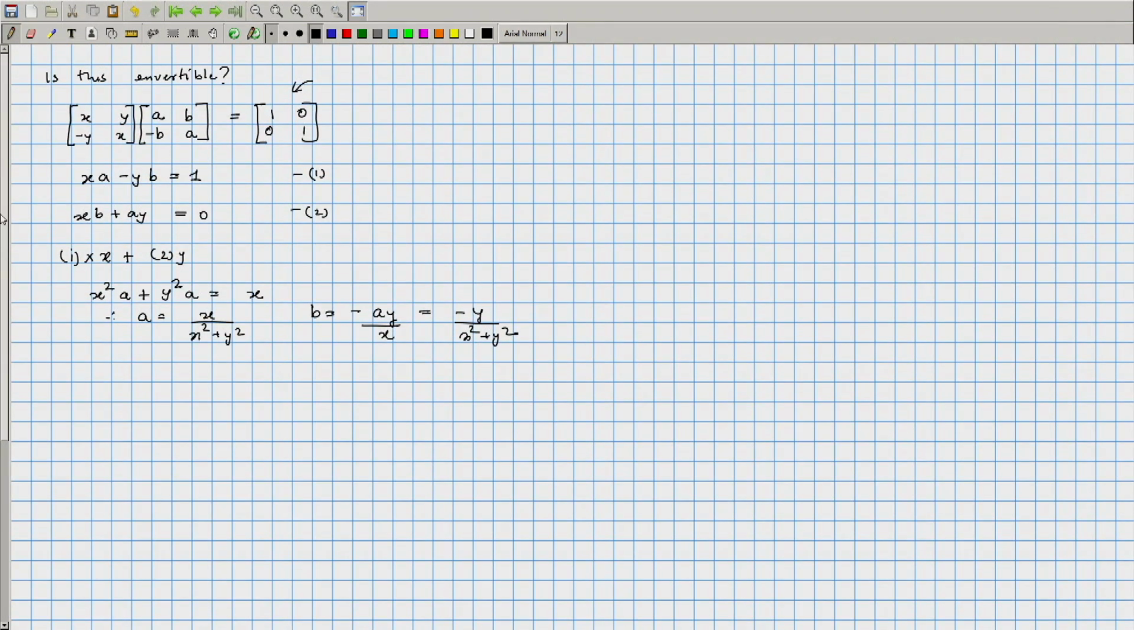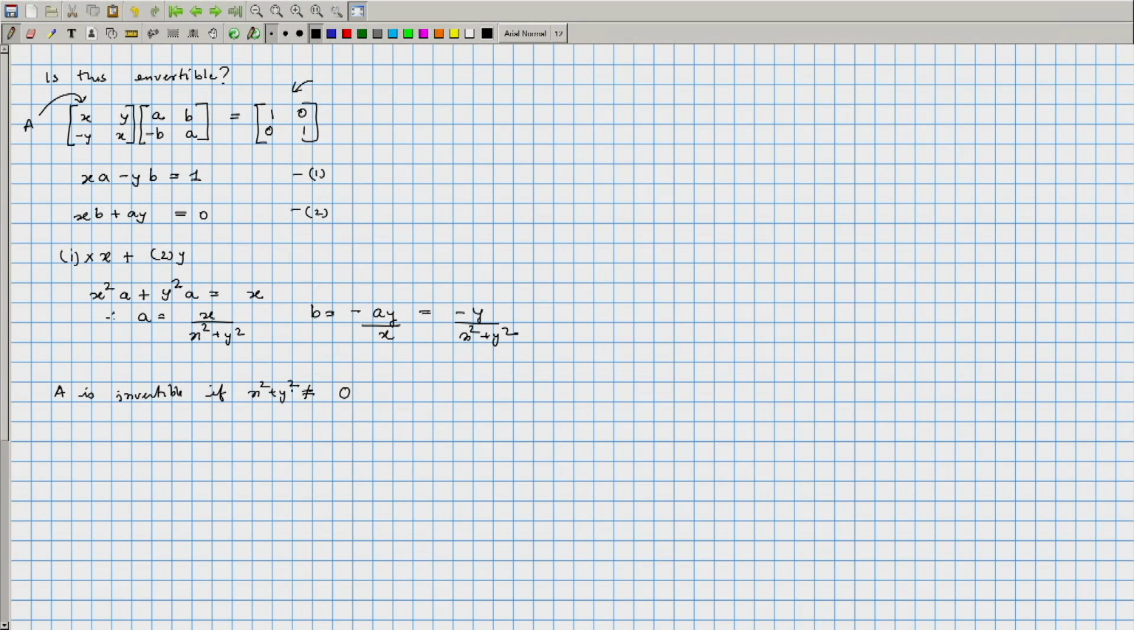So, the matrix A is invertible if x square plus y square is not equal to 0. We had assumed that the elements come from a field. If they come from a field, all the non-zero entries will be invertible. So x square plus y square, its inverse can be calculated, multiply it with x, you will get the value of a, and similarly you can find the value of b.